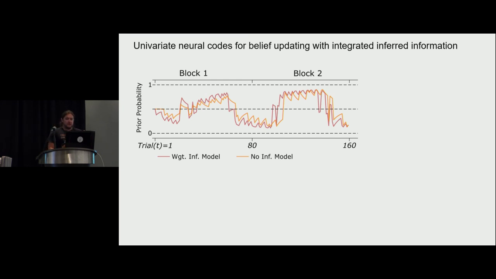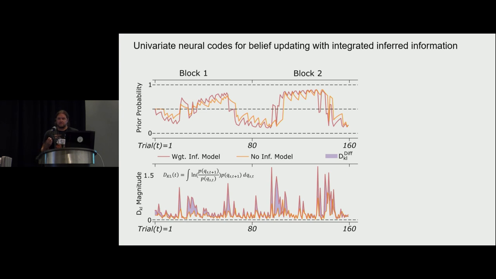And we can describe the additional amount of information gained, or the change in that update, using the DKL. So what I'm showing here at the bottom in the red line is the amount of information you've gained by moving from one belief to another in the top red line for that inferred model. The yellow line at the bottom is then the information gained between updates for the no inference model. And the purple area in between is the extra information that you get for being able to infer.